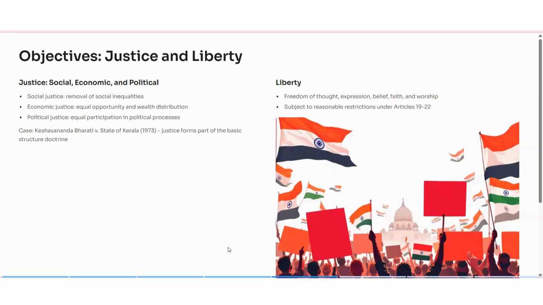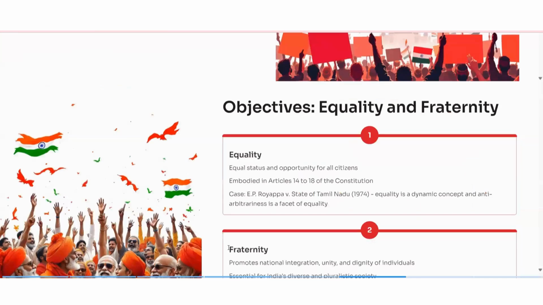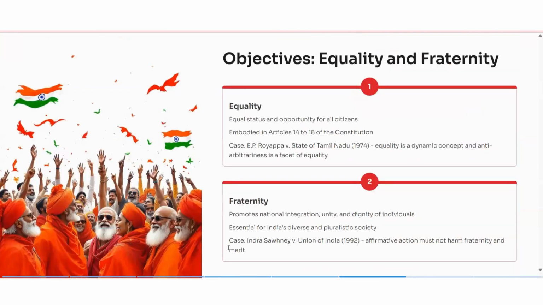Liberty means freedom of thought, expression, belief, faith, and worship, subject to the reasonable restrictions which are provided under Article 19(1) sub-clause 2. Objectives: equality and fraternity, equal status and opportunity for all citizens. That is the meaning of equality under Article 14 of the Indian Constitution. The concept of equality is embodied from Article 14 to 18 of the Indian Constitution.